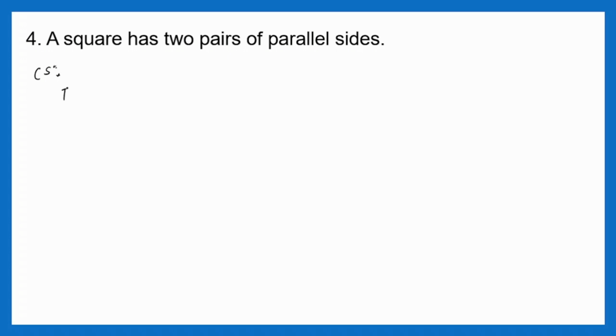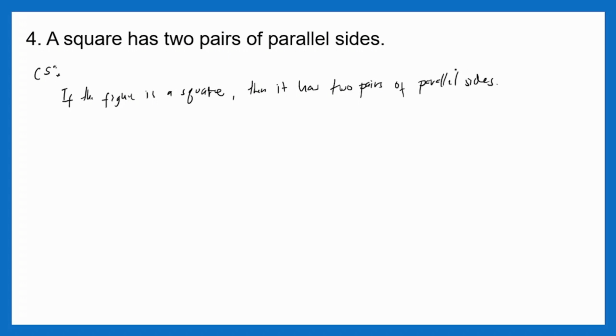Conditional, gawin mong if-then. If the figure is a square, then it has 2 pairs of parallel sides. Okay? So, if the figure is a square, then it has 2 pairs of parallel sides. At yung isa mag-work din yon. Yung if it is a square, then it has 2 pairs of parallel sides. Pwede rin yan. Para mas prefer ko nga ito.